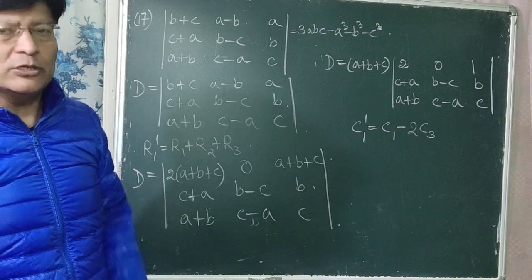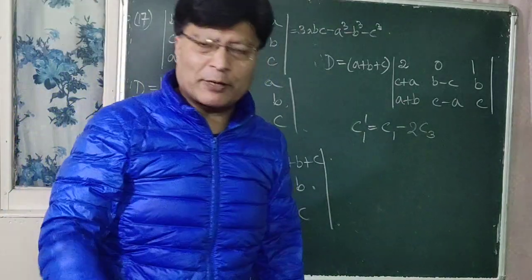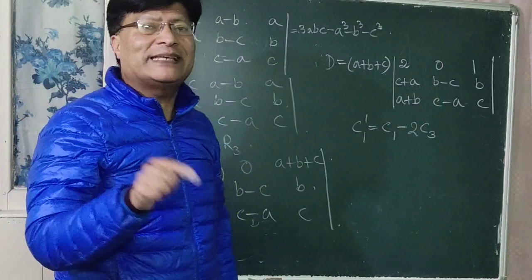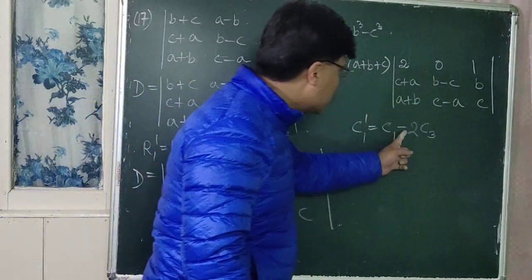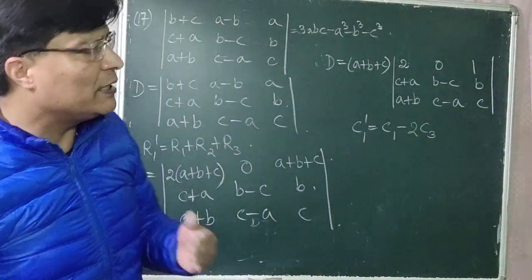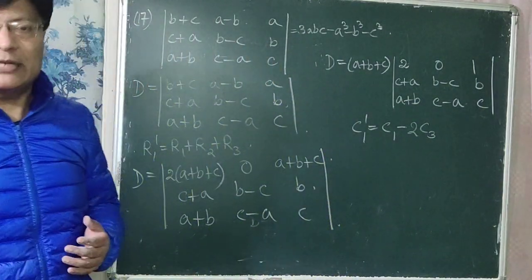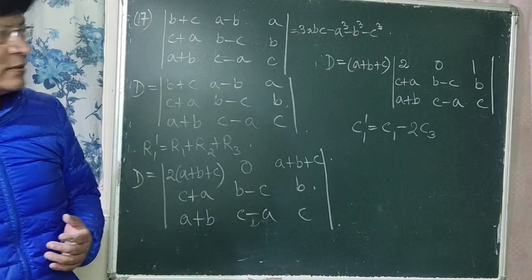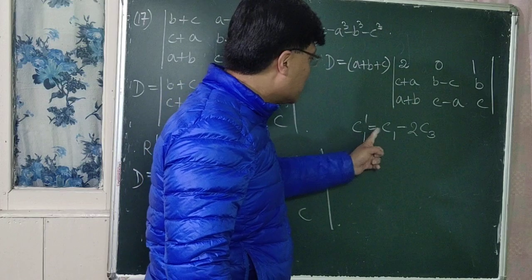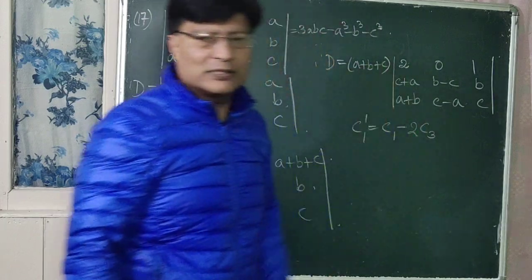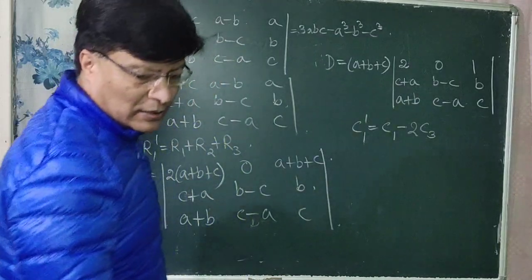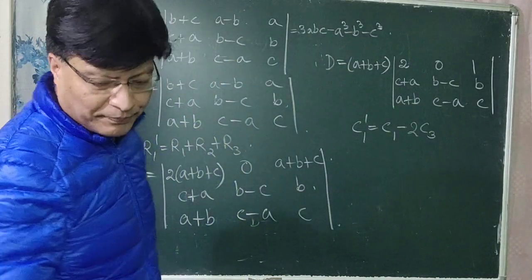It is just like, you can check property number 5. C1 dash is equal to C1 plus KC3. But here what is K? Minus 2. It may be positive, it may be negative, it may be increased or it may be decreased. Right? So this is the property number 5. That is C1 dash is equal to C1 minus 2C3. Is it clear to all of you? Okay. Now let us use this property.